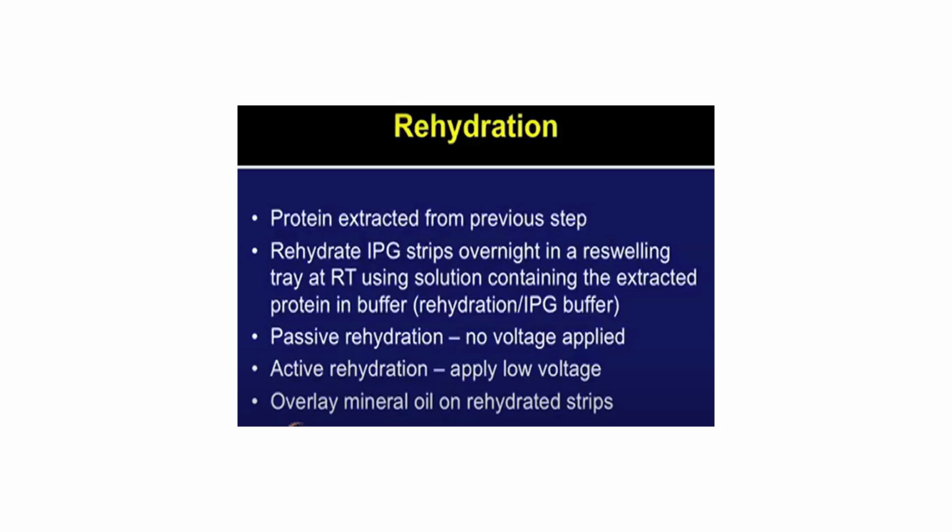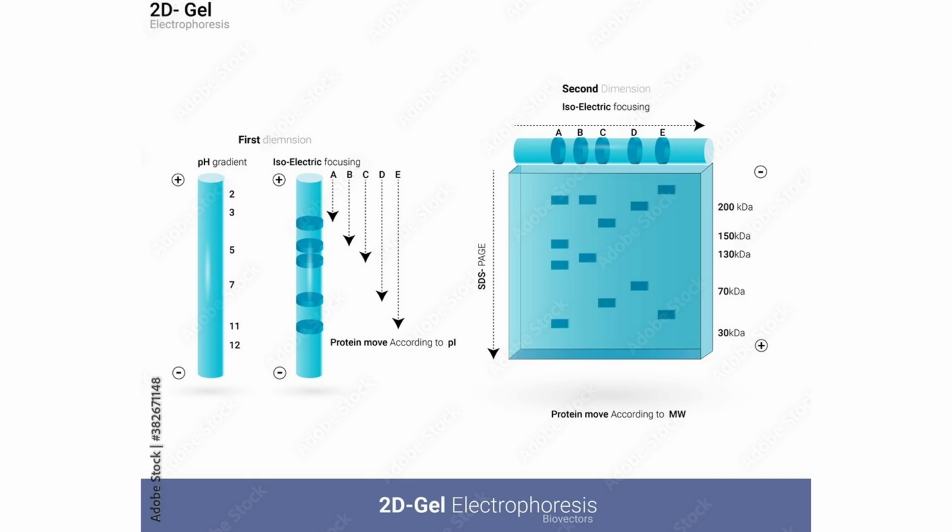Initially you will be doing the lysis, which we discussed in week 2. Once you have your protein sample, it may be a complex mixture. You don't know how many proteins are present or what they are, but you know that you have extracted protein. So once you have that extracted sample, you will rehydrate the IPG strips before loading the protein.